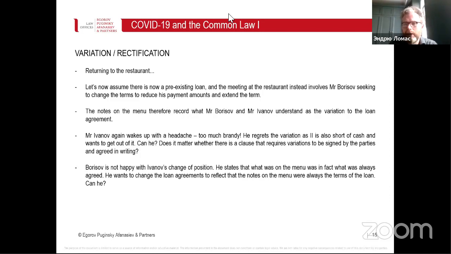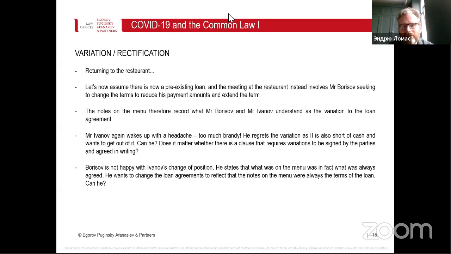But they seem to be in agreement as between themselves that Mr. Borisov's obligations under the loan will be reduced for a period of time to enable him to improve his cash flow. However, once again, as before, Mr. Ivanov wakes up the next day with a headache, too much brandy. And he's regretting agreeing to this variation because his own business is also short of cash. So he doesn't really want to be in an agreement where he's reducing his own cash coming in from BB. So can he get out of this variation?